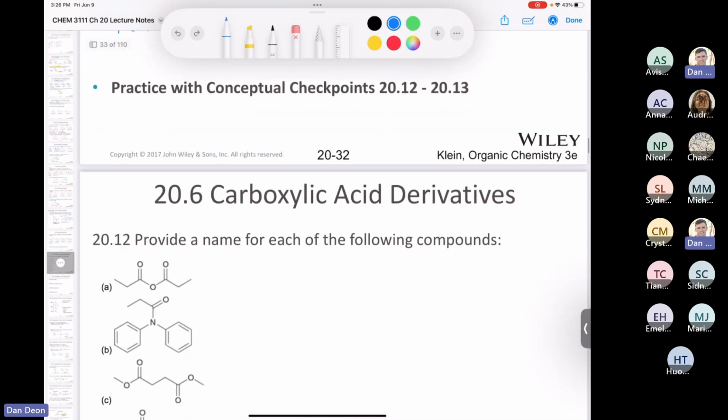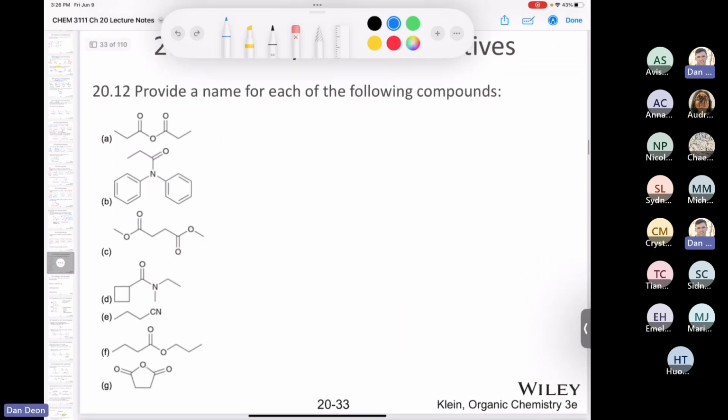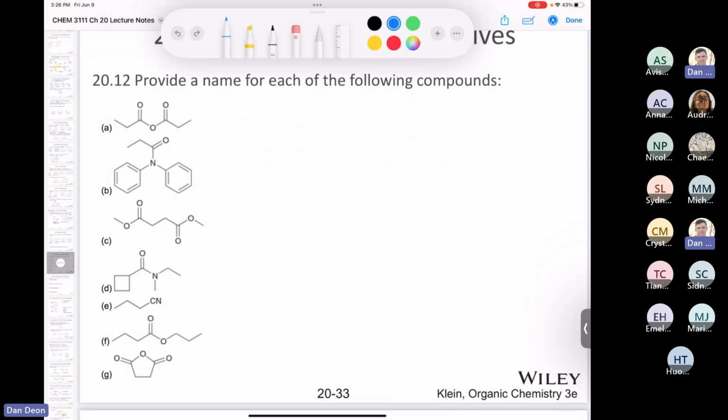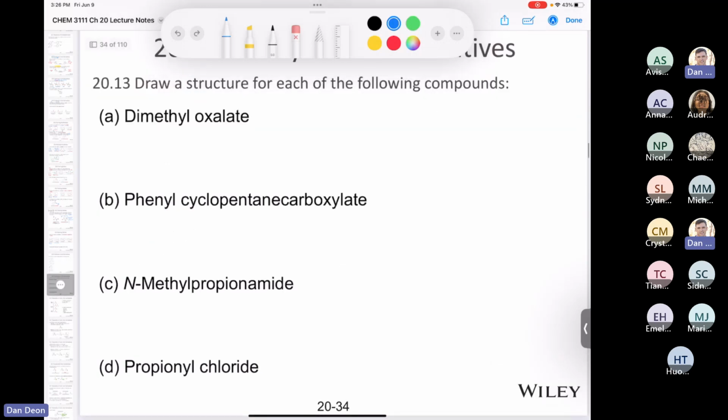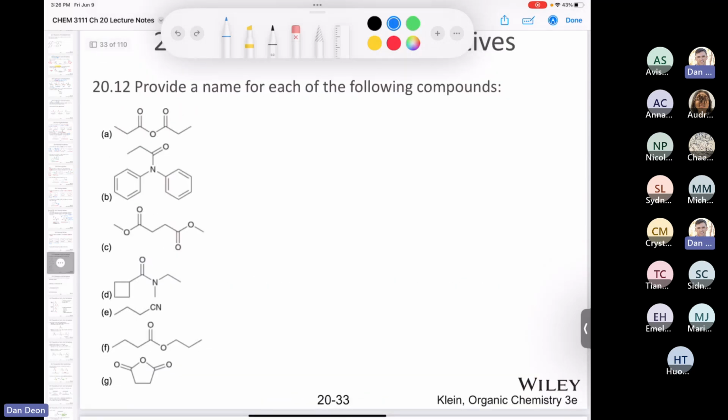I know I went over that pretty quickly, but there's a lot of it in there. And so what we have to do next is cover the names of these compounds. We're going to look at all these different compounds and we want to name them. In the first one, we have an anhydride, so this is an acid anhydride. The next one has an amide, a tertiary amide, as a matter of fact. The next one is an ester, so it's a diester. The next one is an amide again.